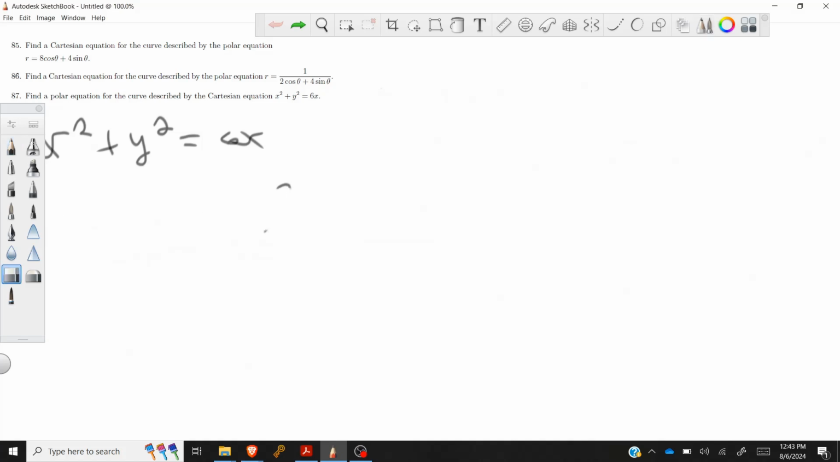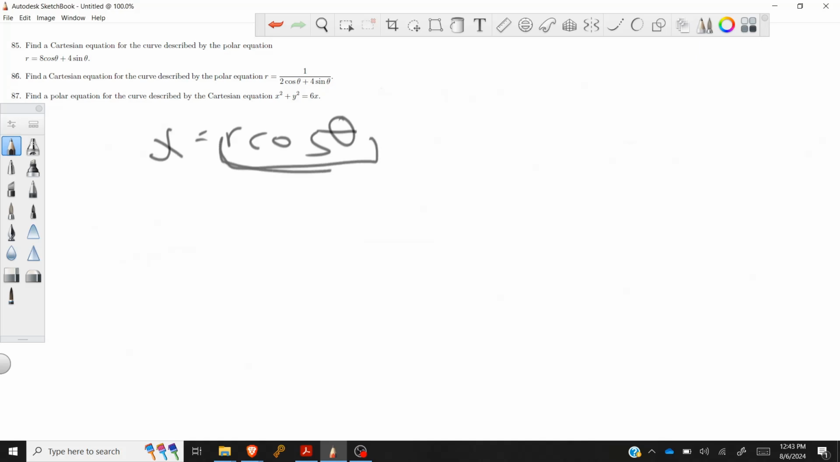I guess it's just the inverse of the other equation. We have x is equal to r cosine. So I want to manipulate the equation in such a way that I can get something that looks like that to get my x value. And then it just involves completing the square afterward.